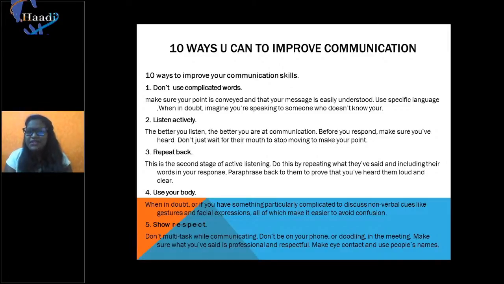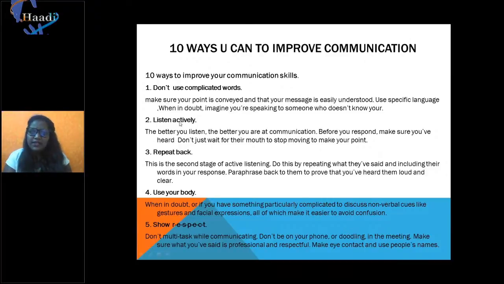When you convey your message, make sure people understand easily and specifically without any doubt. Imagine you're speaking to someone whom you don't know. You will not use very complicated or difficult words to express your feelings. So use simple words and convey the thoughts you want to convey.